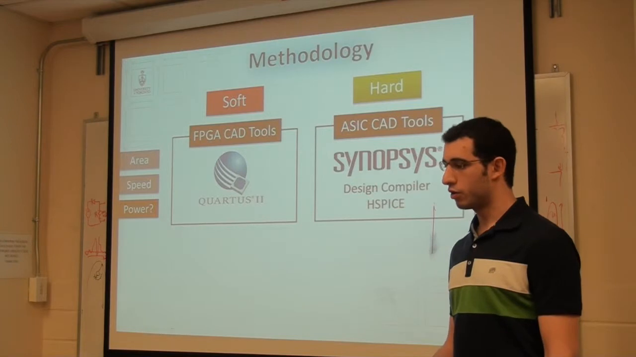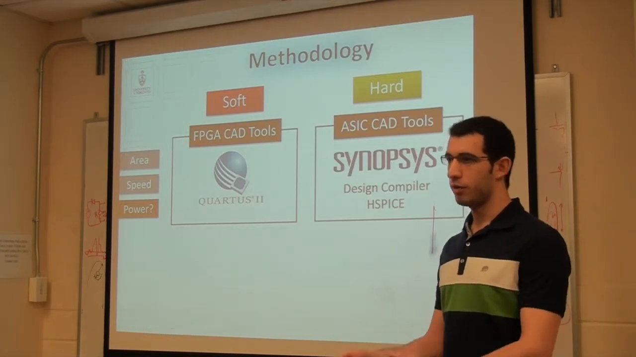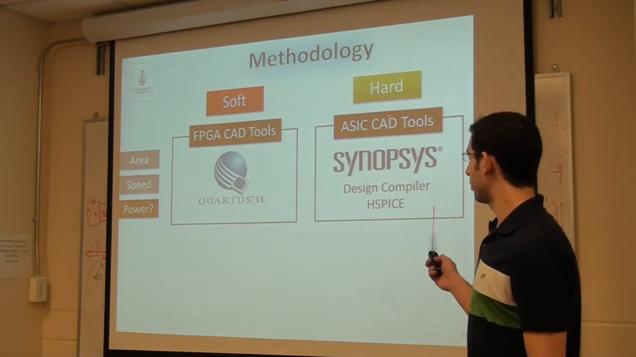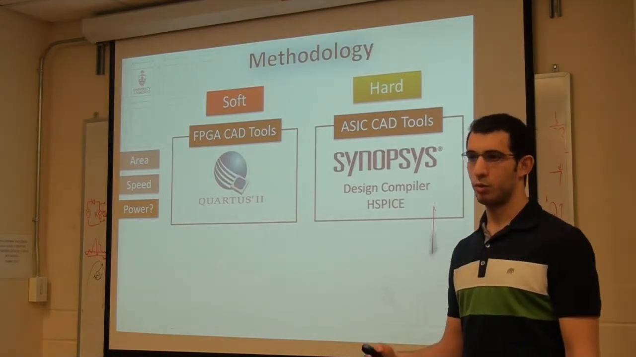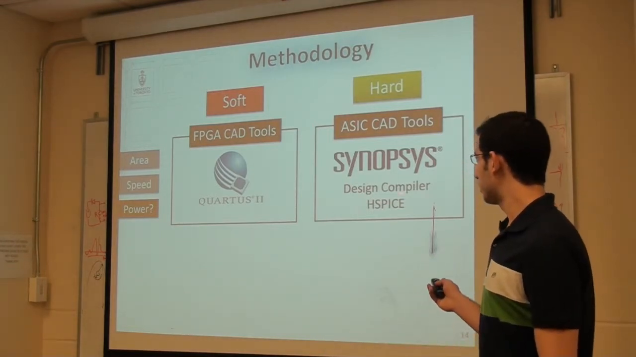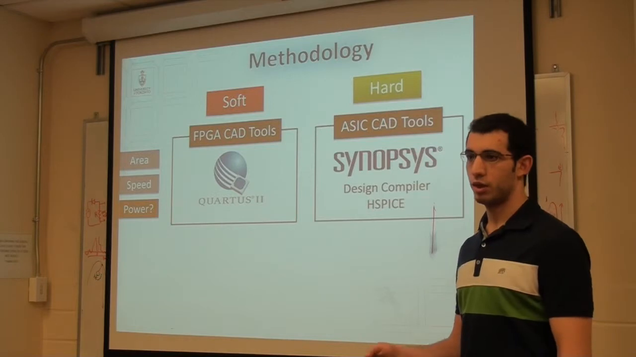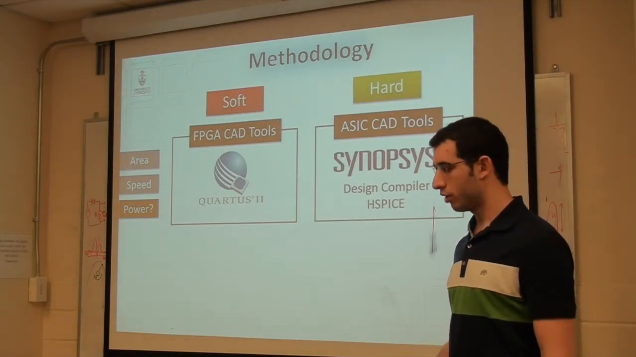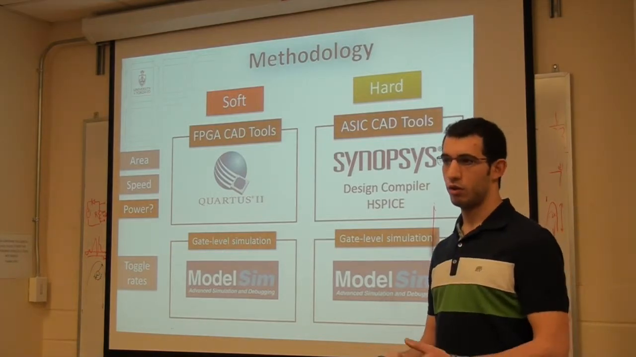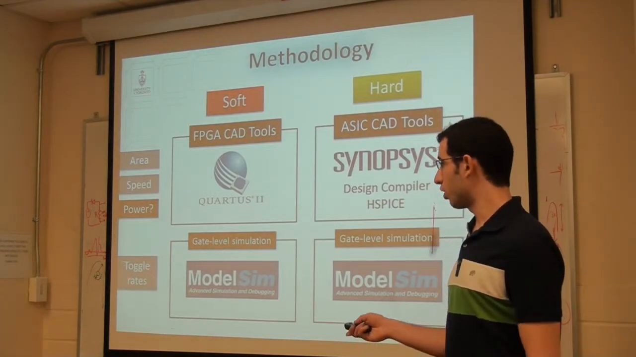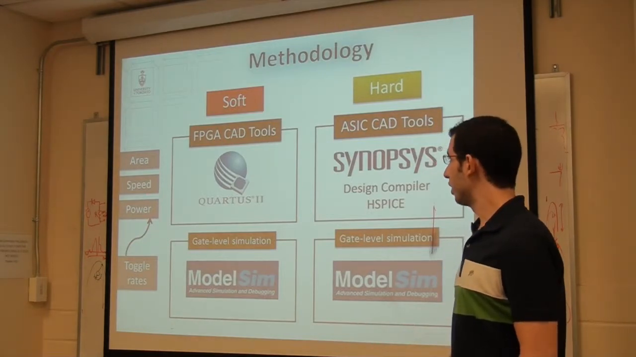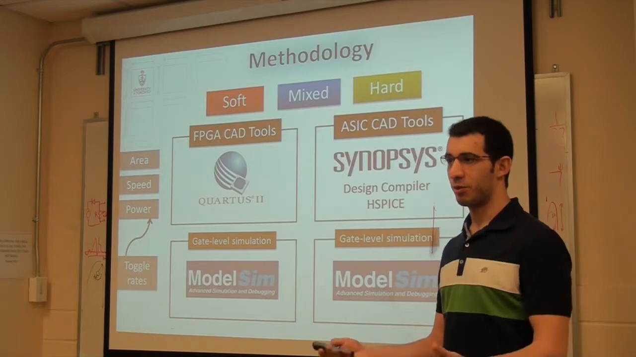So very quickly, our methodology. For anything that is soft, it goes through the FPGA CAD tools and compute area and speed. For anything that is hard, it goes through the ASIC CAD tools. So we're assuming an ASIC design methodology, not full custom design or anything else. And that's Synopsys Design Compiler, and we design the hard wires using HSPICE. And then we do a gate level simulation to find bandwidth numbers, and also to compute toggle rates, which are used to accurately model power. So anything that is mixed, it takes results from both design flows.